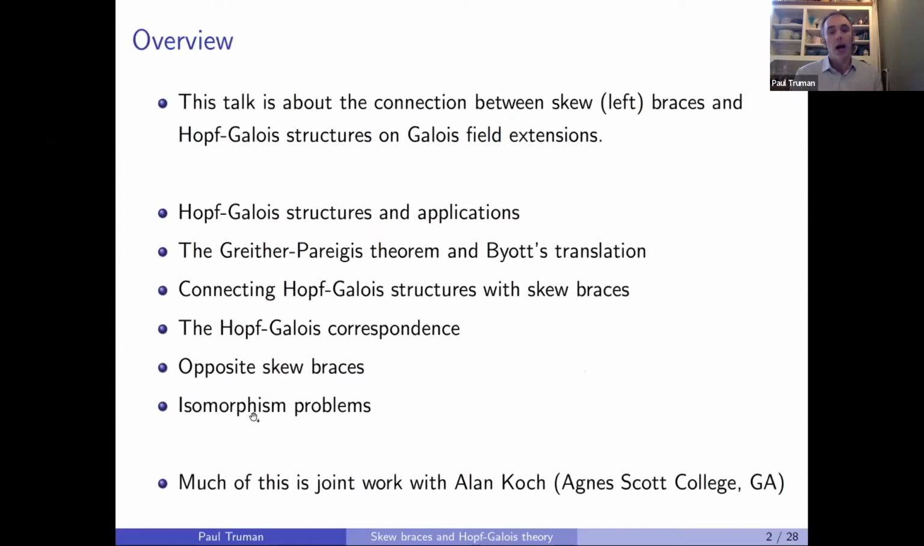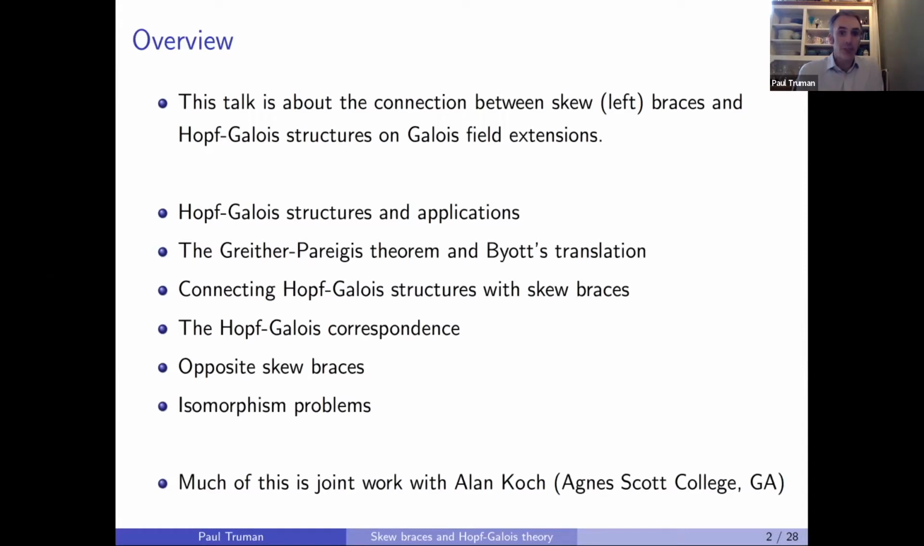Okay, so what I'd like to talk about is some details of the connection between skew braces and Hopf-Galois structures on Galois field extensions, and I suppose the real meat of what I'm going to talk about is how you can use skew braces to tell you something about these Hopf-Galois structures. As I say, that's the way that I came into this. So I'm interested in how structural properties of these objects are connected to each other, and what you can learn about a particular Hopf-Galois structure by the corresponding skew brace.